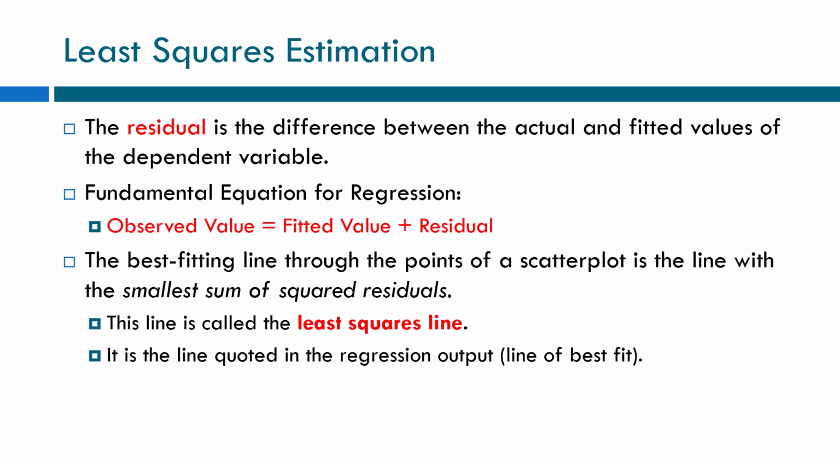Now the best fitting line through the points of a scatter plot is the line with the smallest sum of the squared residuals. And by squaring instead of taking the absolute value, this penalizes you more for bigger deviations away from the line. So if you're 2 units away, that now gives you 4 when you square it, as opposed to just saying plus or minus 2. So the line that we get that again follows this rule is called the least squares line, and it's the line quoted in the regression output or the line of best fit.